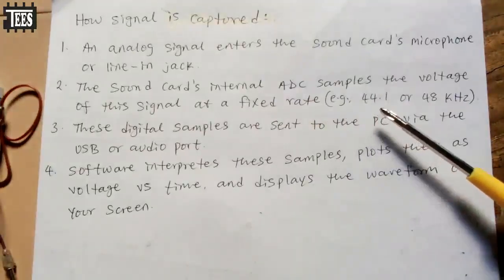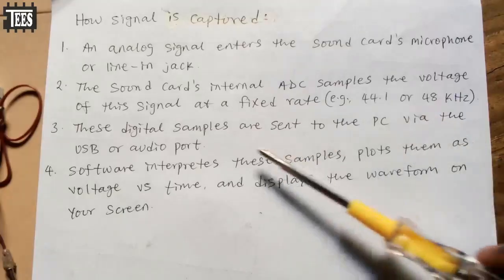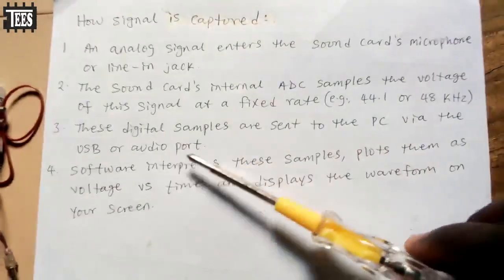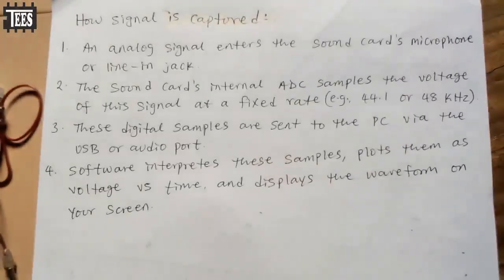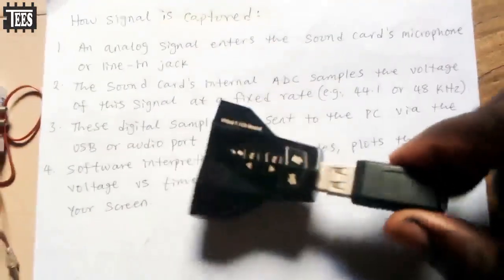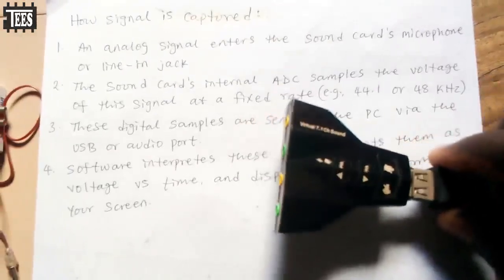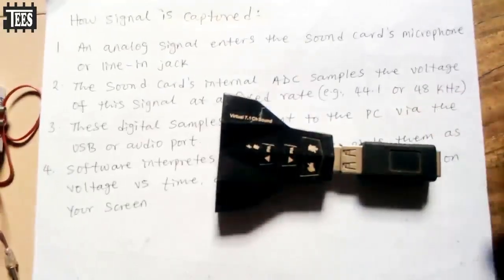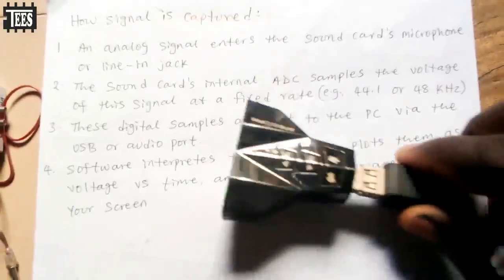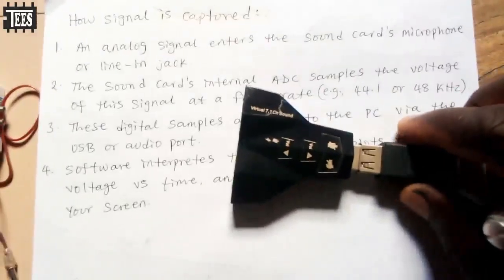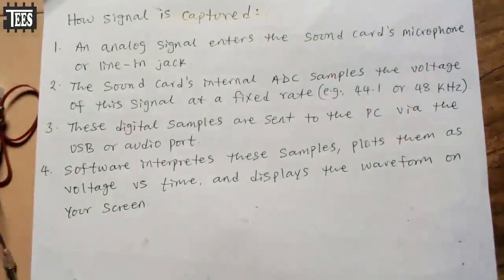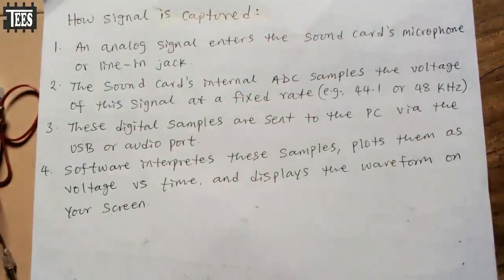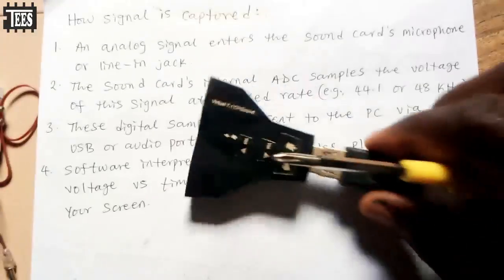For example 44.1 or 48 kilohertz. These digital samples are sent to the PC via the audio or USB ports. Just like the one I have here is a USB audio. In fact, you don't need this because every computer has an inbuilt sound card that you can use with this oscilloscope.